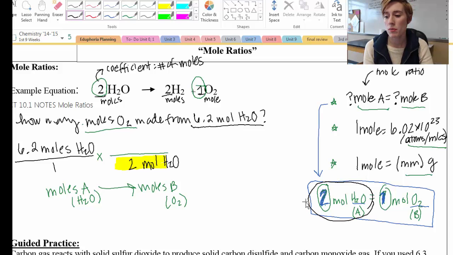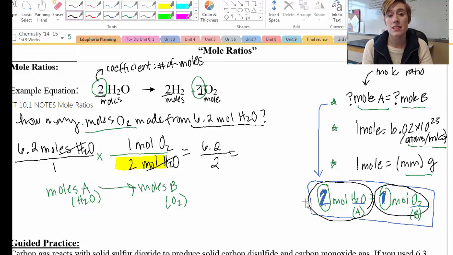The other part of my conversion factor is 1 mole of oxygen. That is going to go on the top. 1 mole O2. Now I can just solve for my problem. Moles of water and moles of water cancel out. And then you multiply the top and multiply the bottom. So if I multiply the top, I have 6.2. If I multiply the bottom, I have 2.